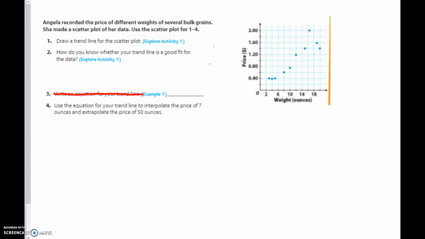All right, here we have a scatter plot. They want us to draw a trend line. So let me just see if I can make a trend line through that. Some points above, some points below. So use the equation to find the price of 7 ounces. 7 ounces, okay? So I'm going to do my 7 ounces in blue. So I'm going to go over here, 5, right in the middle would be 8. So 7's going to be here. So I'm going to go up to my trend line, and then I'm going to go over, and it looks like it is going to be 60 cents.